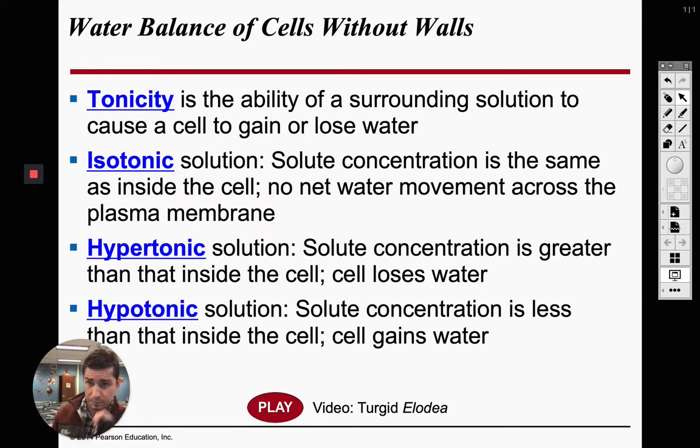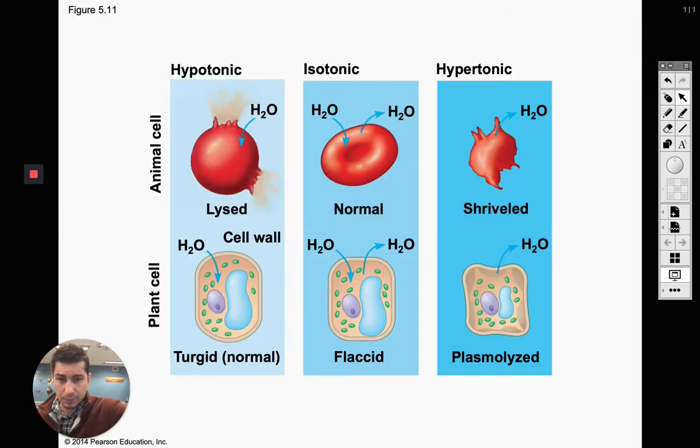Okay, so we're going to go over three different terms for osmosis here: isotonic, hypertonic, and hypotonic. These ones talk about solutions. We're going to do the solutions and the cell, just in case the test gives you one or the other. Tonicity is the ability of the surrounding solution to cause a cell to gain or lose water. We'll go over a little bit of that later. But here are different solutions.